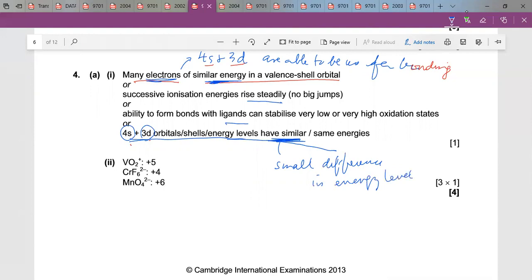Therefore, they can be lost easily. As they lose electrons, it becomes positively charged. For example, Fe going to Fe2+ loses 2 electrons, and Fe going to Fe3+ loses 3 electrons. The difference in energy level between them is very small, so they can be lost easily. Or I can say successive ionization energies rise steadily. This one and this one are the best explanations: why there are very similar energy levels, and why there are so many variable oxidation states.